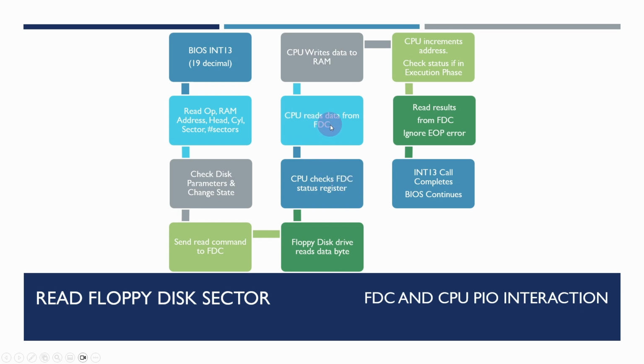Then the CPU reads the data from the floppy disk controller, writes it to the appropriate bit of RAM, increments the address, and then checks whether the floppy disk controller execution phase has completed. The execution phase then leads into the results phase. If it hasn't finished, after perhaps a sector or many sectors, it goes around in a loop. The floppy disk drive carries on reading data, and as long as the CPU can keep up, it keeps checking the status register, and every time there's some data it goes through this process and then starts again.